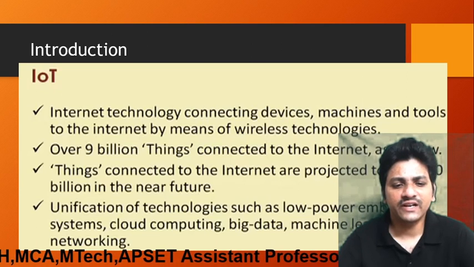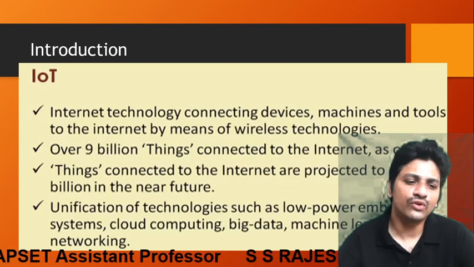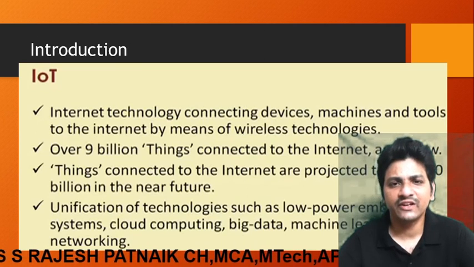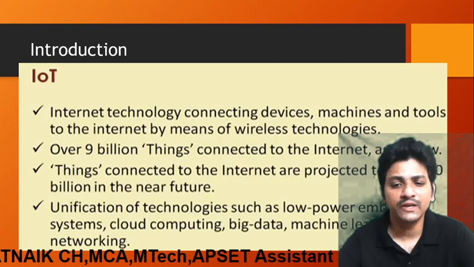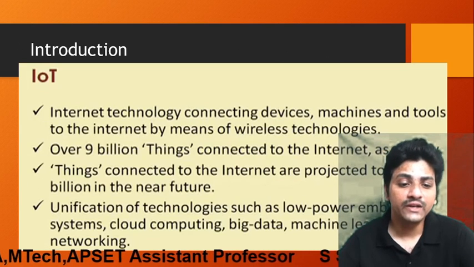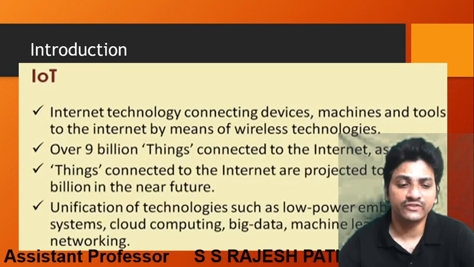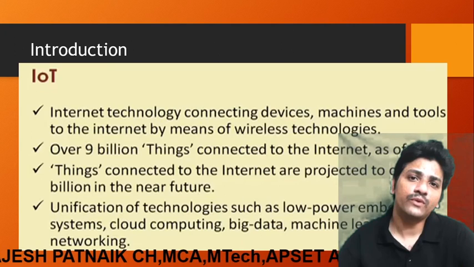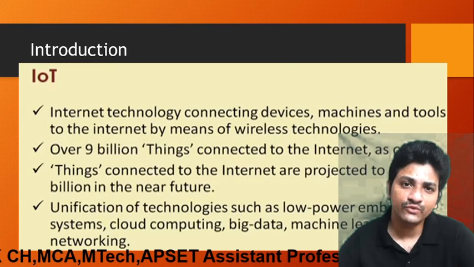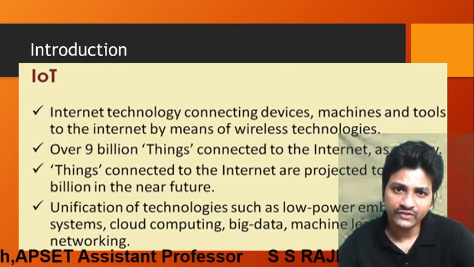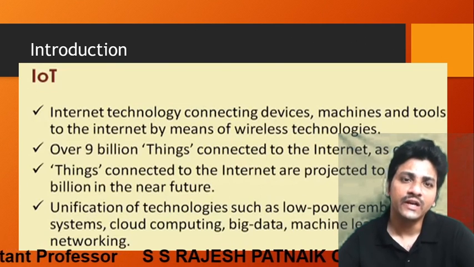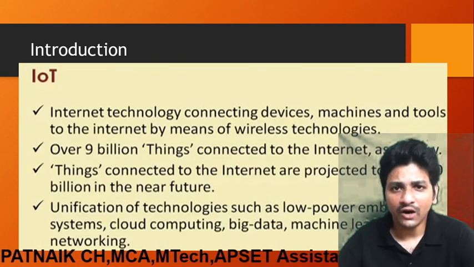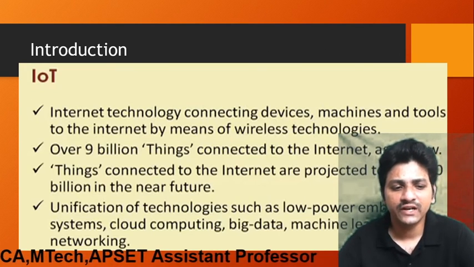So things connected to the internet are projected to cross 20 billion in the near future. I already said that in the latest survey it may be 20 to 40 billion, and billions and trillions of internet-connected devices. They are used to perform different types of tasks, to retrieve data that may be useful for security and for monitoring. There are different types of tasks we are going to perform through objects, which we call the Internet of Things.